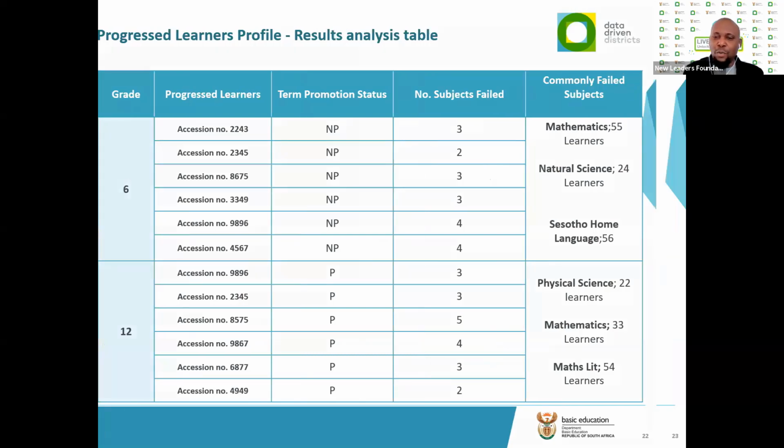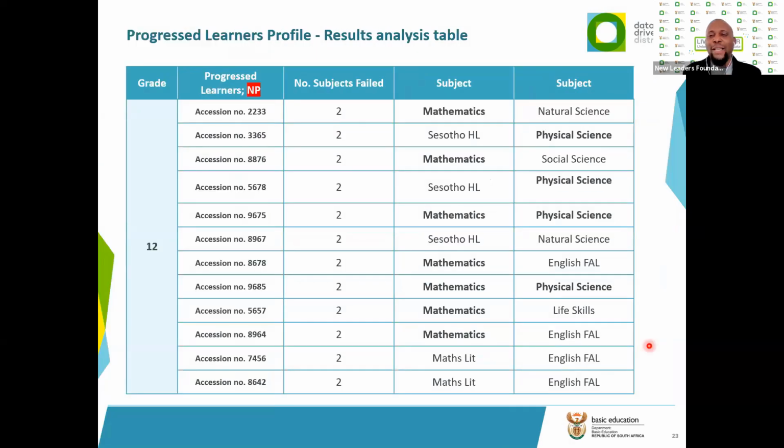Okay, now let's move to the next slide. A continuation of exactly what I just said, but this is actually now different. We're actually looking at grade 12 and we are looking at the progress learners, number of subjects. Can we see they are all failing two subjects? And those are the 2 subjects.